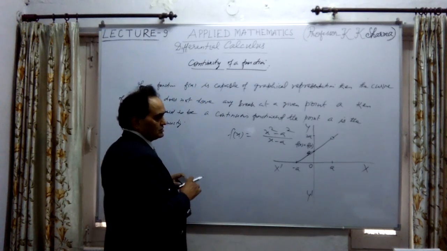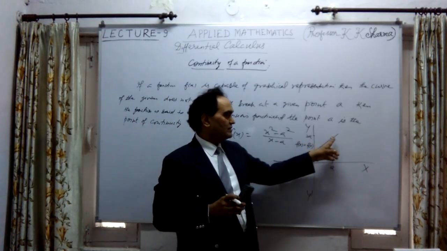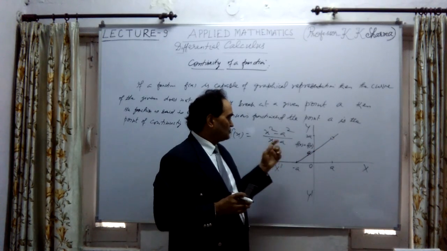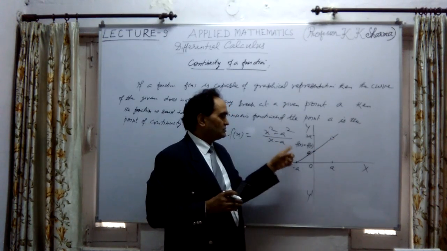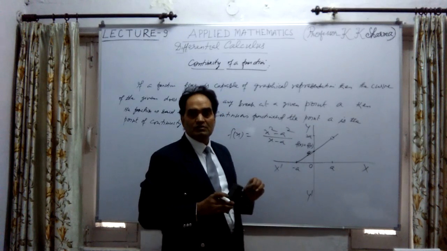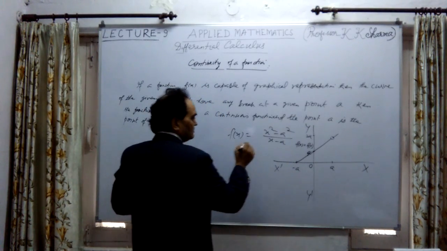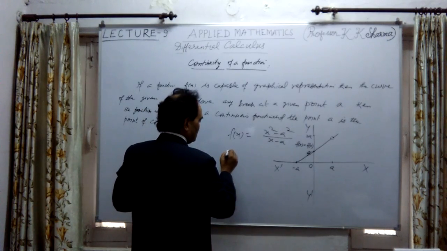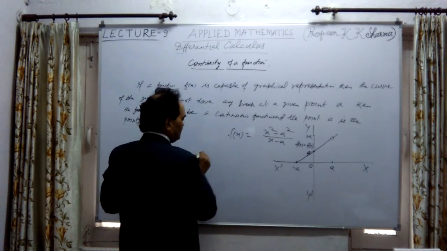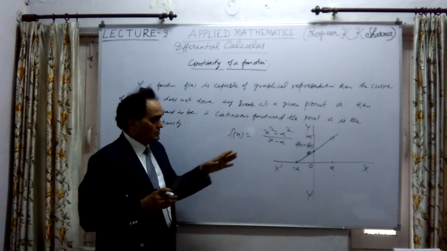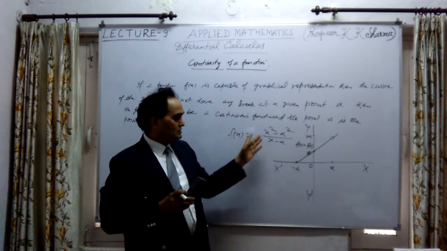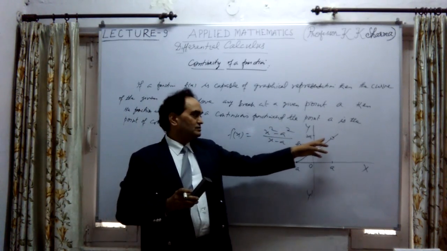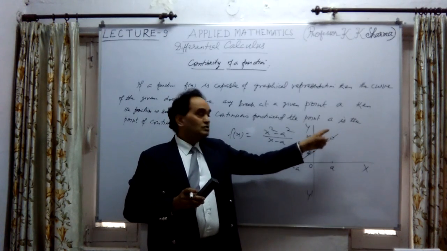I'll talk about how this function is not defined at this point x equal to a. In this case, this function is not defined at x equal to a. So even if the left limit and right limit of this function exist, which is equal to 2a, if this given function is not defined at x equal to a, there is a certain break in this case.